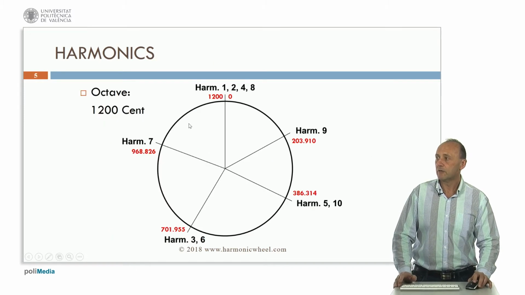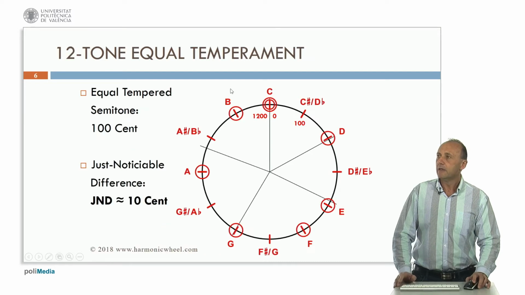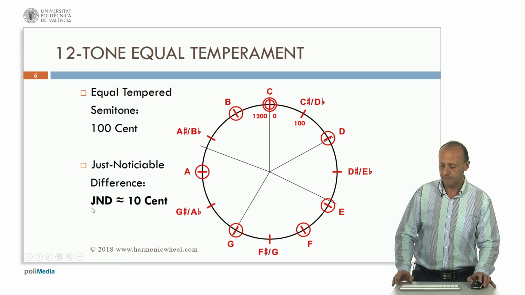This is the chromatic circle. One full turn in this circle is 1 octave, that is 1,200 cents, and here we have represented the first harmonics. The 12 tone equal temperament has 12 notes, which are 100 cents apart. So the equal temper semitone is 100 cents. For distinguishing between two notes, we need that the difference between them be at least 10 cents, which is the just noticeable difference, JND.